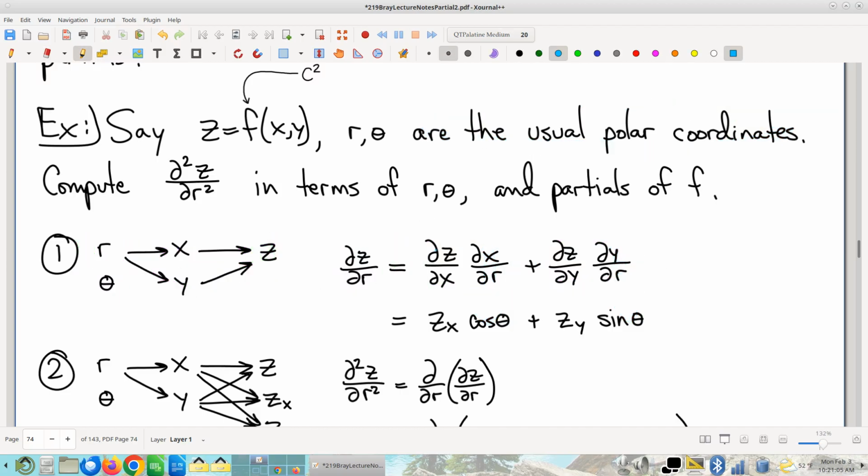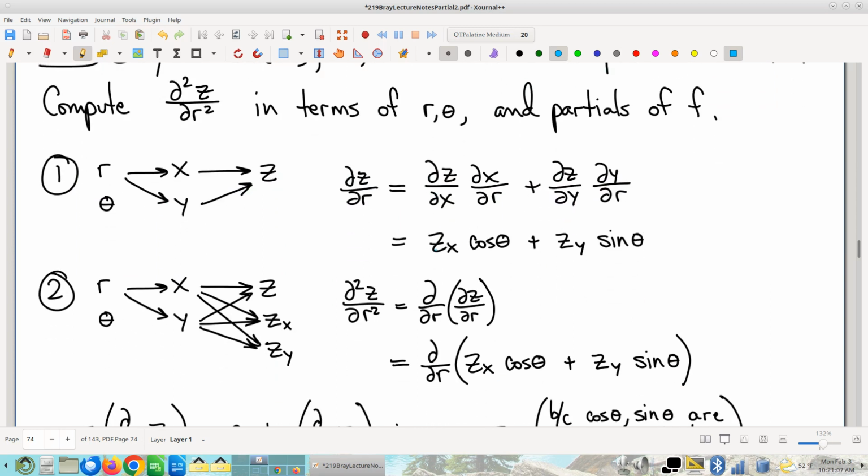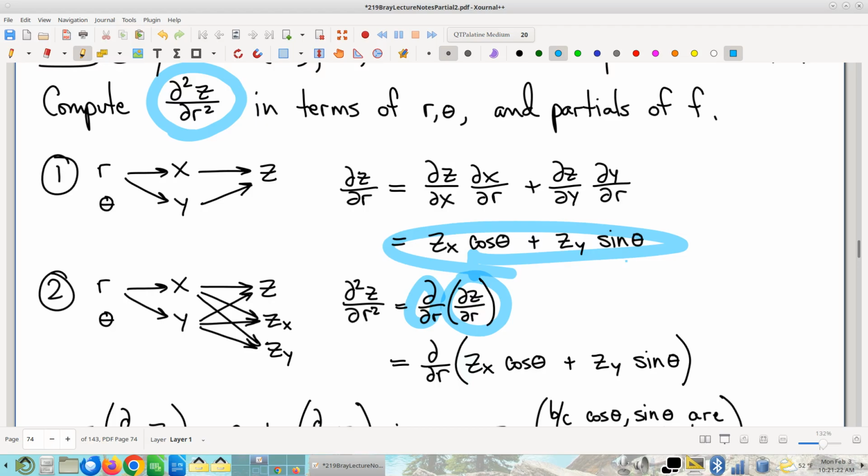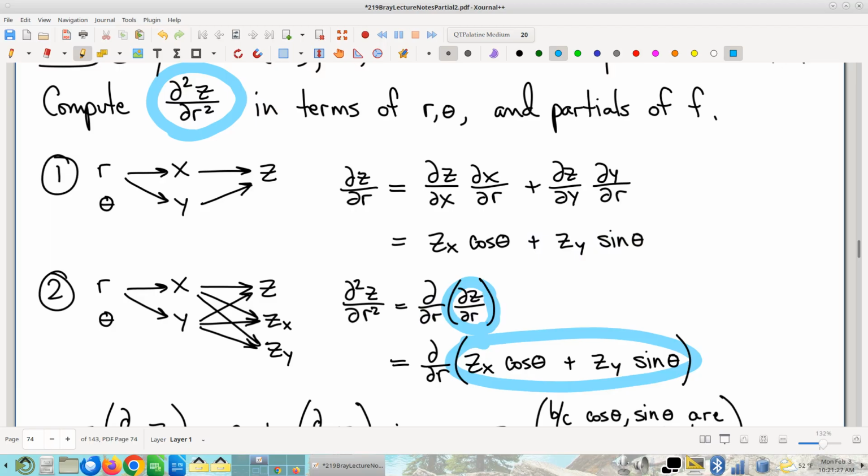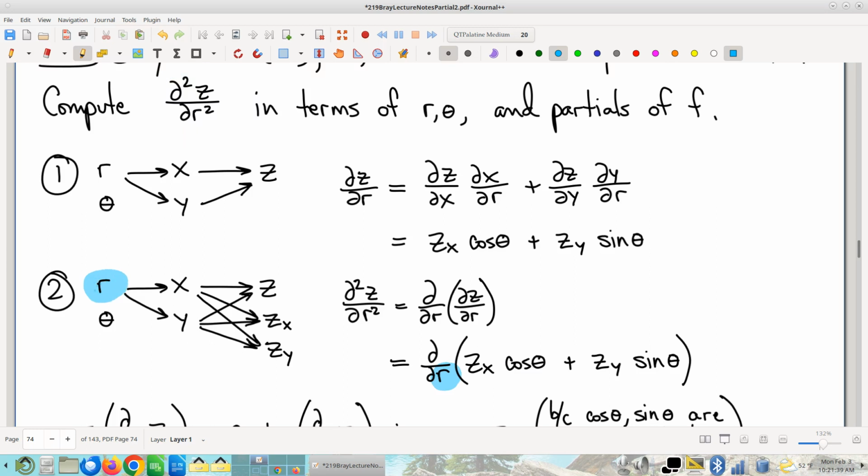All right. So now, keeping in mind that our goal was to compute the R partial of the R partial, we're going to need to take an R partial of the R partial that we just computed, namely that. Okay, so plugging that in, we now see what we have. Now let's be a little bit careful about this. We're taking a partial with respect to R.